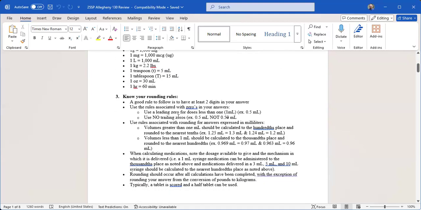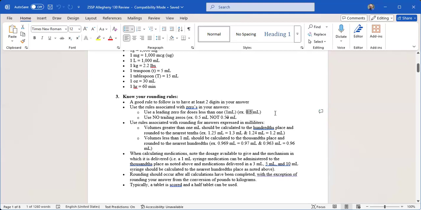Rounding rules. Remember, especially if it is a Blackboard test, you want to make sure you have your leading zero. So if your answer is 0.5, you want to put 0.5 with the zero in front, not just .5. Make sure you have that zero in front of the decimal if it's supposed to be there. If your answer is 1, you do not want to put 1.0, or 0.50. You don't want the trailing zeros, okay?